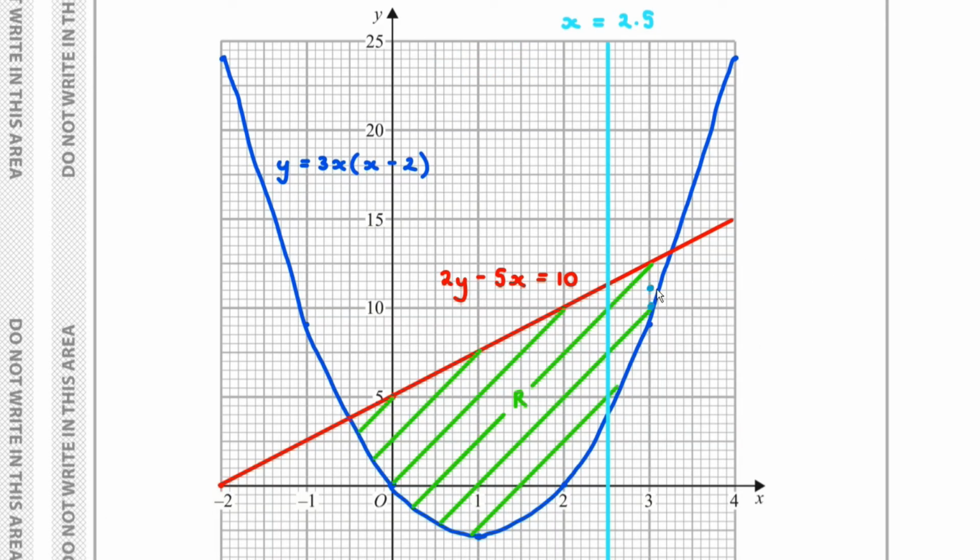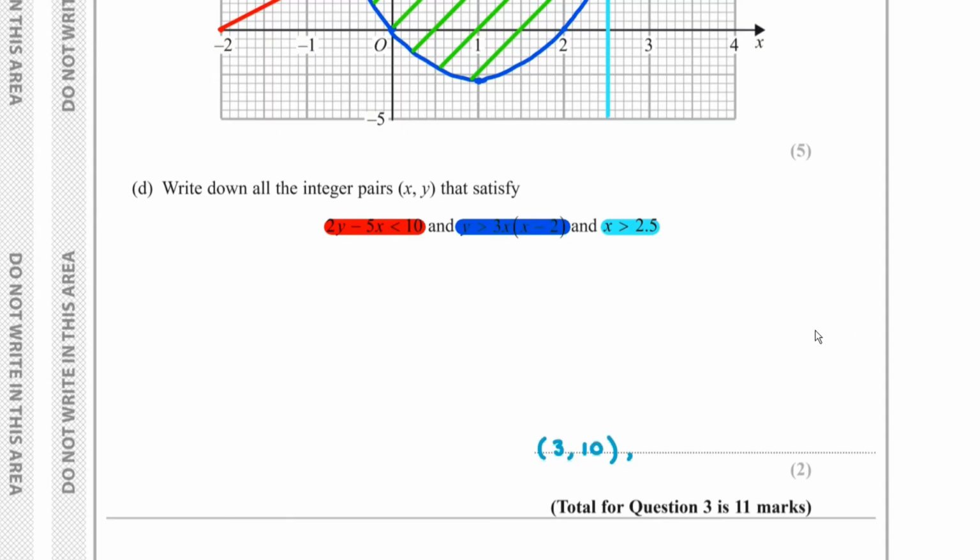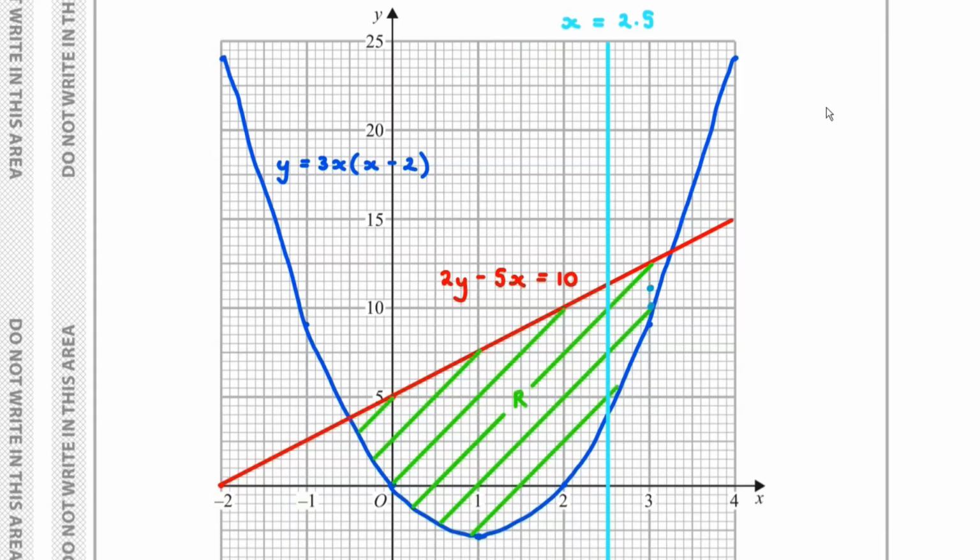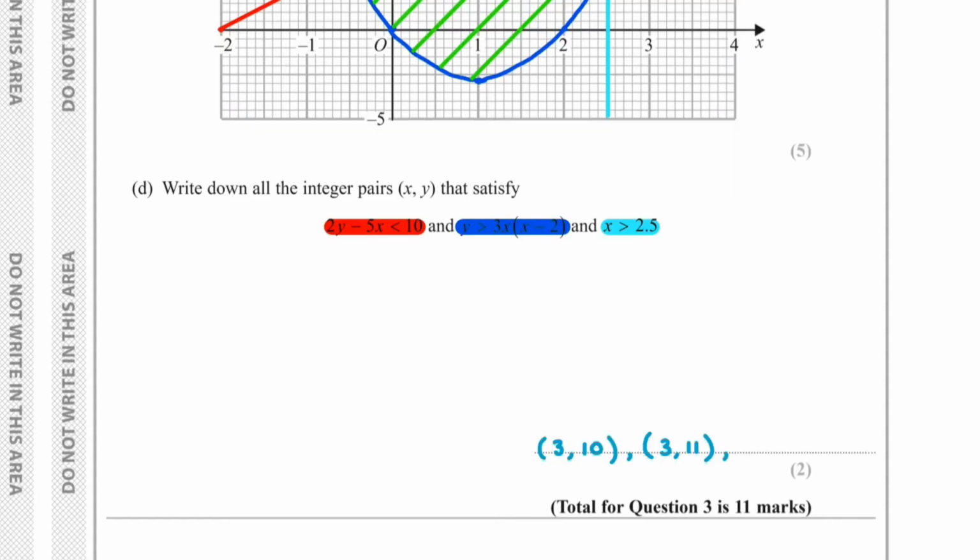We have another point here, which is (3, 11). And we have another point here, which is (3, 12). Hence, the integer pairs that satisfy these inequalities are (3, 10), (3, 11), and (3, 12).